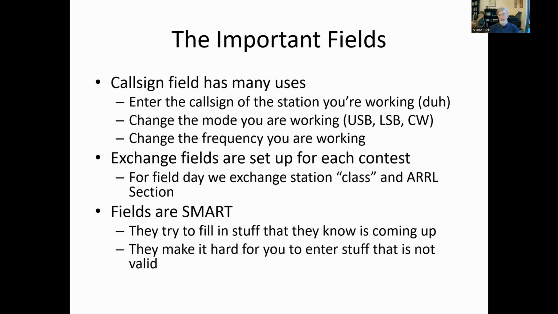Let's see. I've got everything except the last bullet here. The fields are smart. They try to help you and suggest what's going to go in there based on whatever knowledge the software has. And they also make it hard for you to enter stuff that isn't valid. So how do you move between fields?